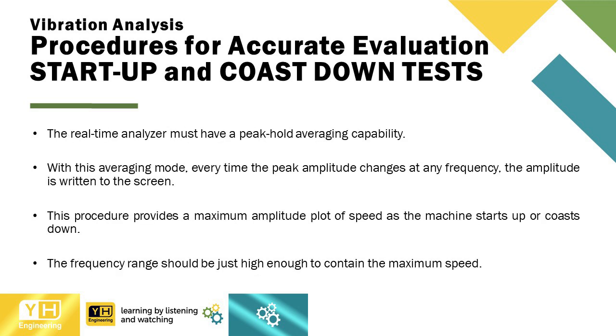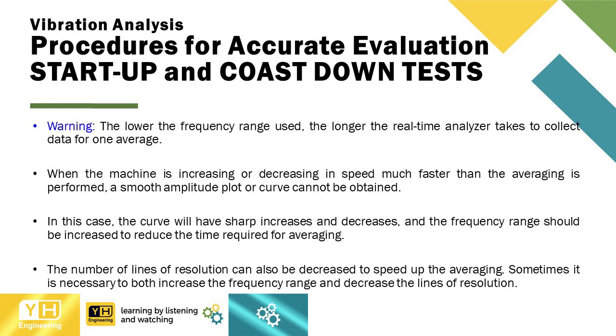The real-time analyzer must have a peak-hold averaging capability. With this averaging mode, every time the peak amplitude changes at any frequency, the amplitude is written to the screen. This procedure provides a maximum amplitude plot of speed as the machine starts up or coasts down. The frequency range should be just high enough to contain the maximum speed. Warning: the lower the frequency range used, the longer the real-time analyzer takes to collect data for one average.